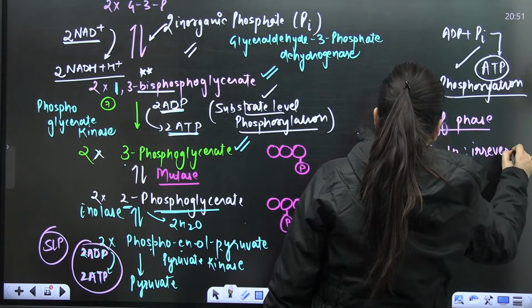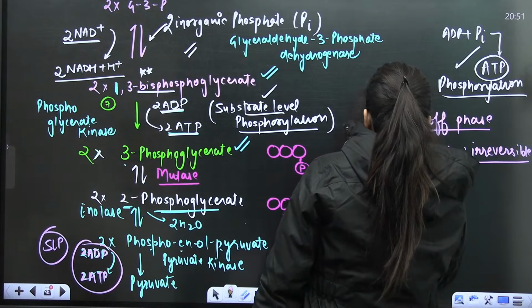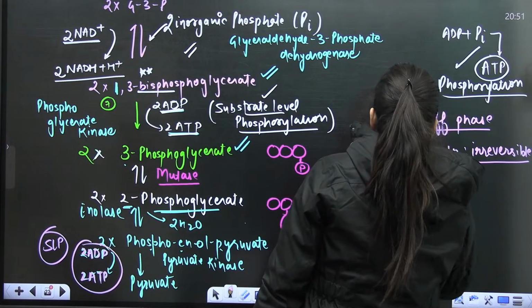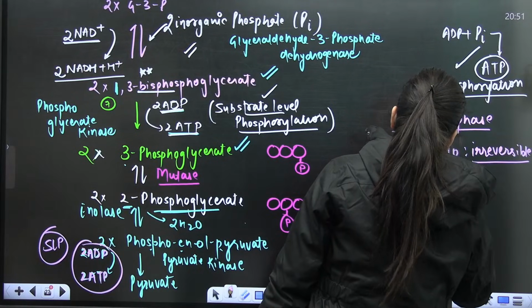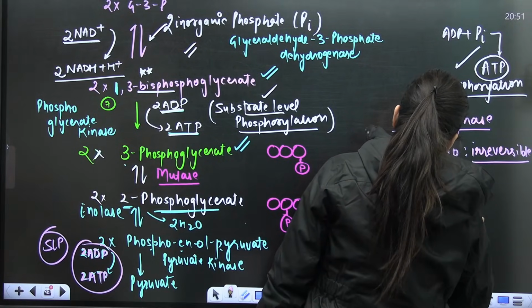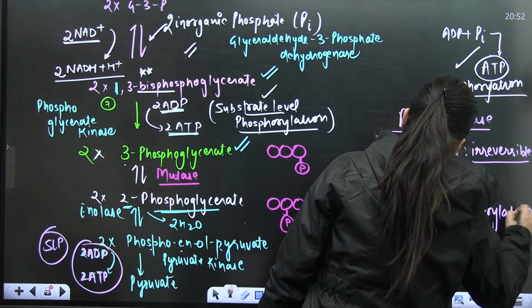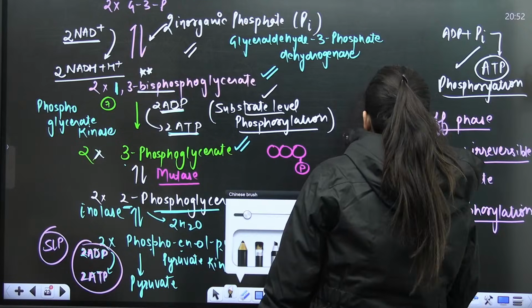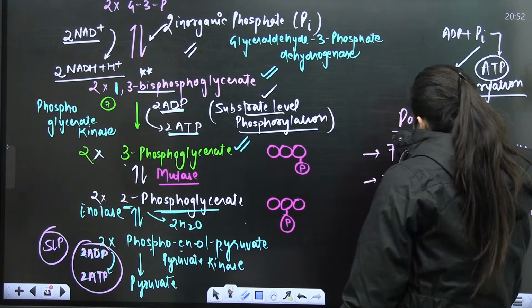There are many things which I still have to clear here. They are irreversible, number 1. And it is steps 7 and 10 where substrate level phosphorylation is occurring. Where what is occurring, beta? Substrate level phosphorylation. So in totality, how many ATPs are formed? How many ATPs formed here?